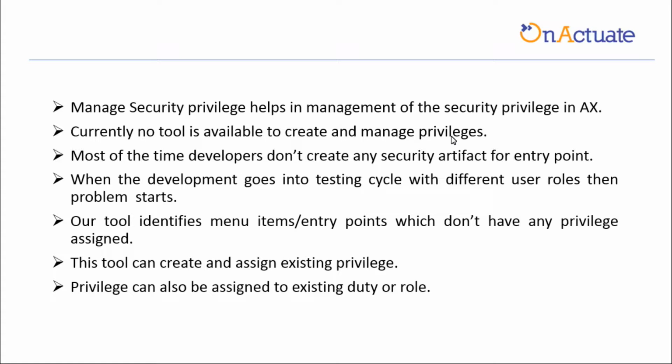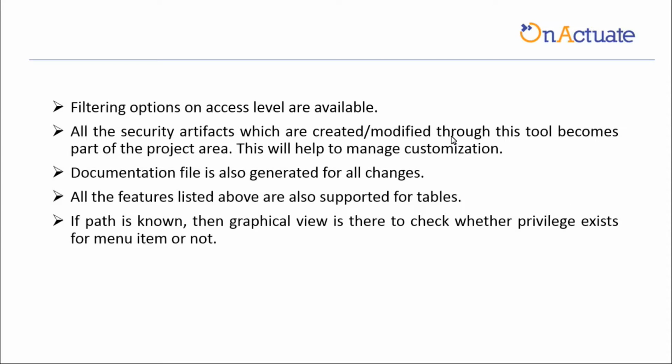And then using the tool, one can create new privilege or assign existing privilege to the menu item as an entry point. One can also assign the privilege to existing duty or role. There is also an option of filtering the menu items or entry points based on different access levels set on them. All the security artifacts which are created or modified through our tool become part of the project area in AOT. This helps in exporting them from one environment to another.